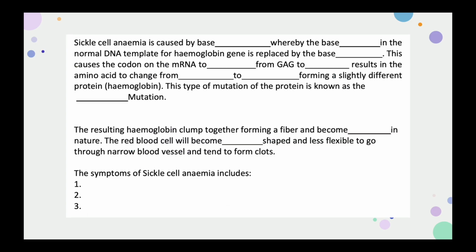Sickle cell anemia is caused by base substitution, whereby the base thymine in the normal DNA template for the hemoglobin gene is replaced by the base adenine. This causes the codon on the mRNA to change from GAG to GUG, resulting in the amino acid changing from glutamic acid to valine, thus forming a slightly different hemoglobin. Since a slightly different protein is produced following gene mutation, this type of mutation of the protein is known as missense mutation. The resulting hemoglobin clumps together forming a fiber and becomes stiff in nature.